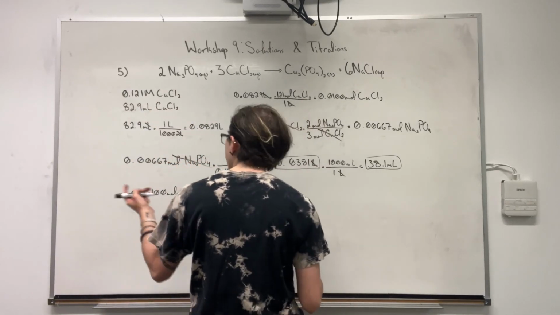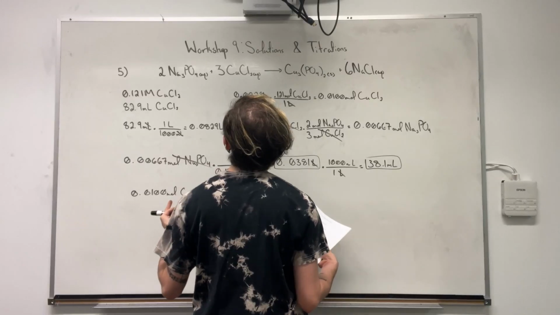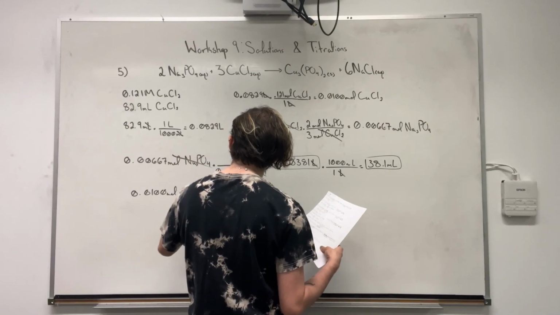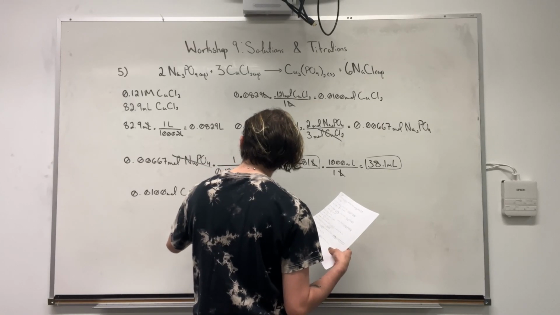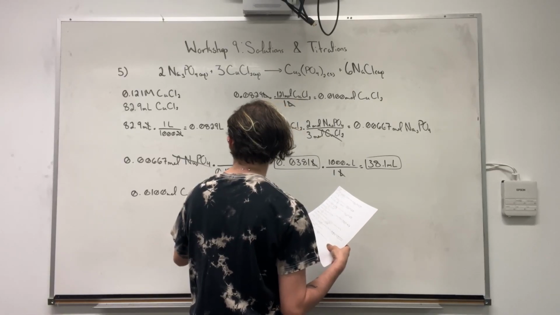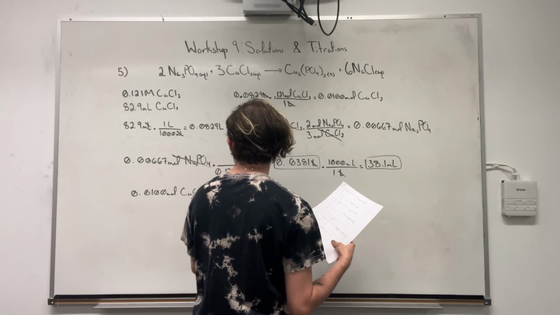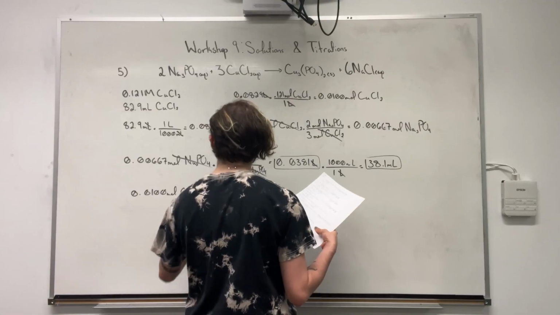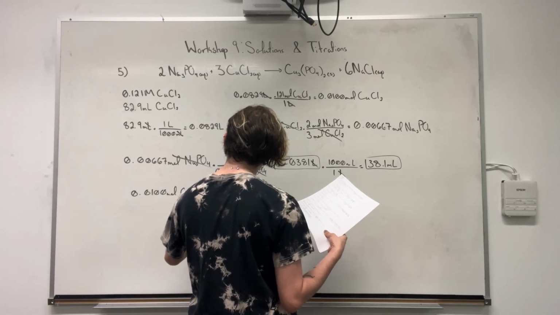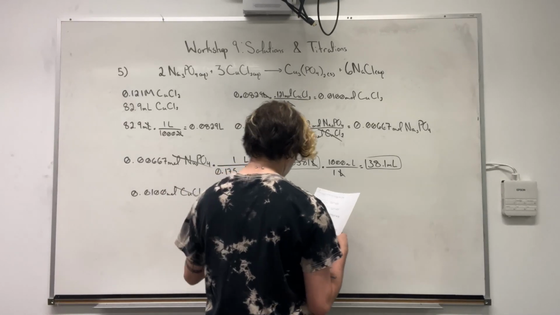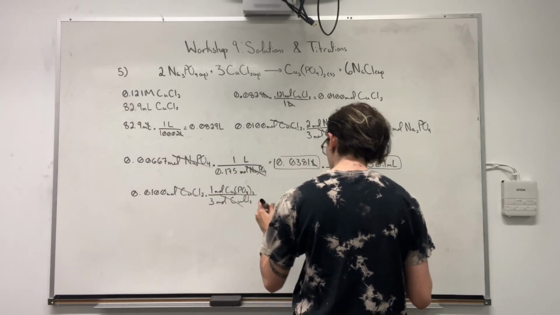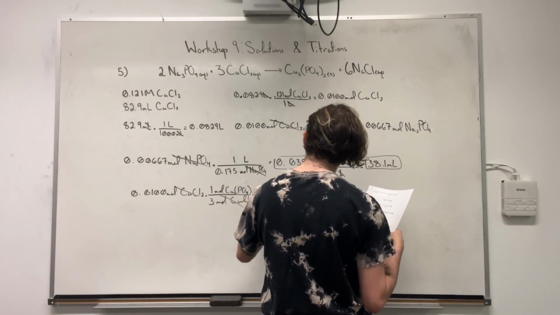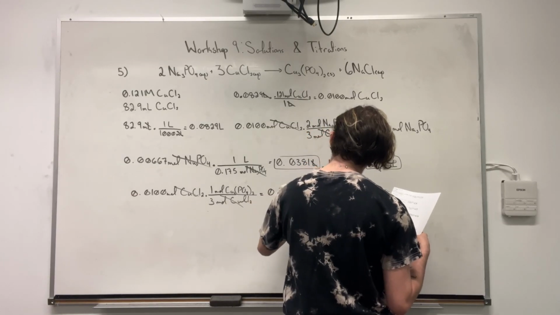So if we have 0.0100 moles of copper chloride, there is a 1:3 ratio between our copper phosphate and our copper chloride. We want to get 1 mole of copper phosphate, so that goes in our numerator. We're trying to get to our moles of copper phosphate. We're trying to get out of our moles of copper chloride, so that goes in our denominator. 3 moles copper chloride. These will cancel, which means we have 0.00333 moles of copper phosphate.